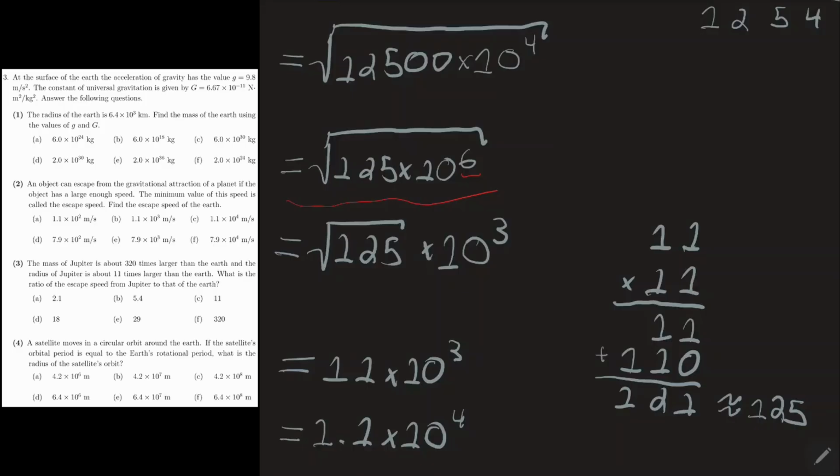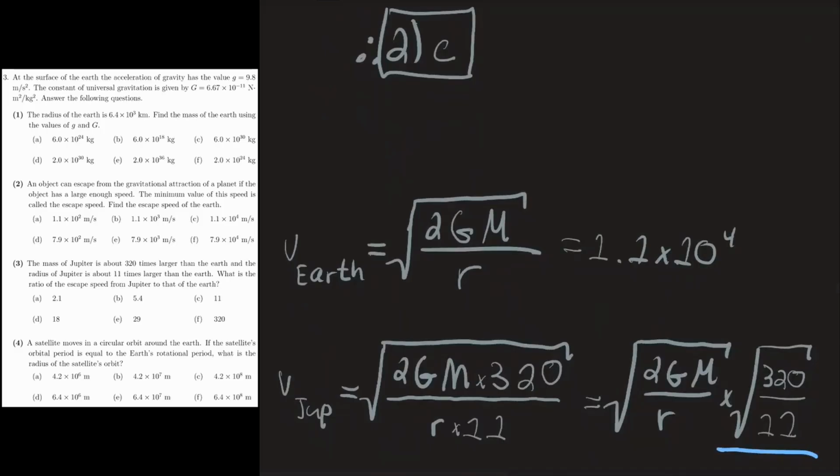Now that's pretty close to 125, so we can round and say that this equals 11. The square root of 125 is about equal to 11. So this is 11 times 10 to the power of 3. In scientific notation, that's 1.1 times 10 to the power of 4. And that is option C.